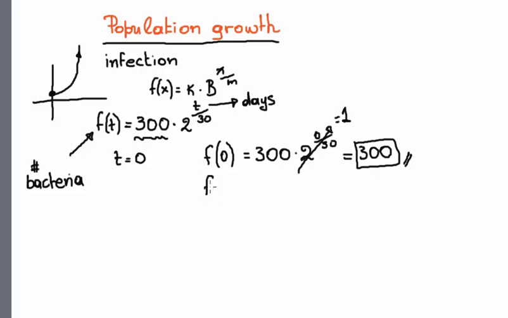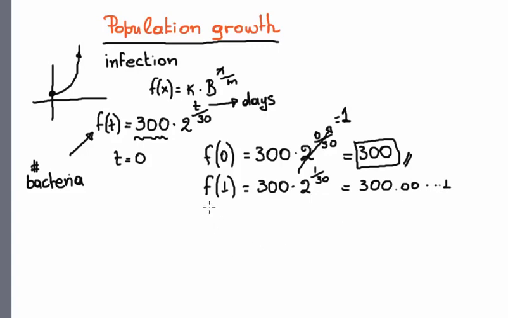Now, after 1 day, we will have a number of bacteria that is again modeled by this function, and this will be 300 times 2 to 1 over 30. This is the 30th root of 2, very close to 1. So we can see that after 1 day, the number of bacteria will not increase much. It will be a number close to 300.